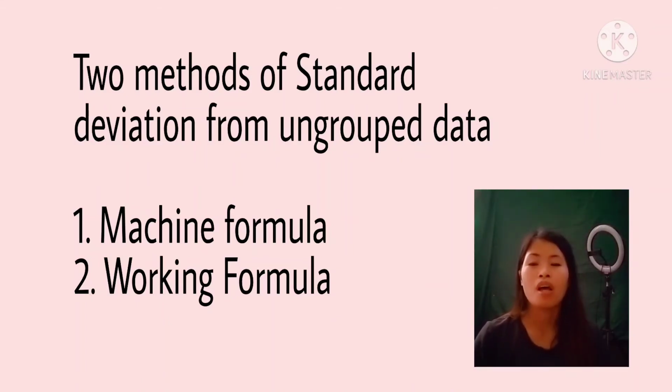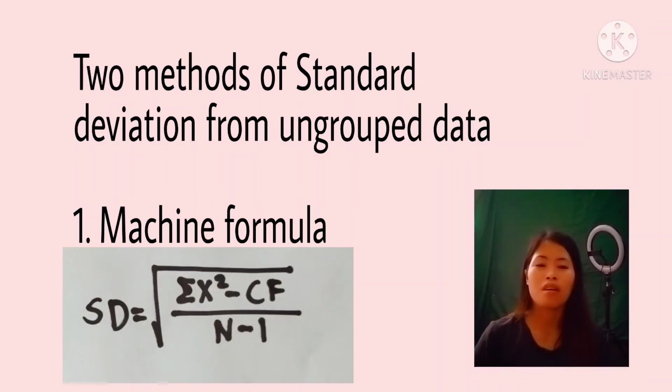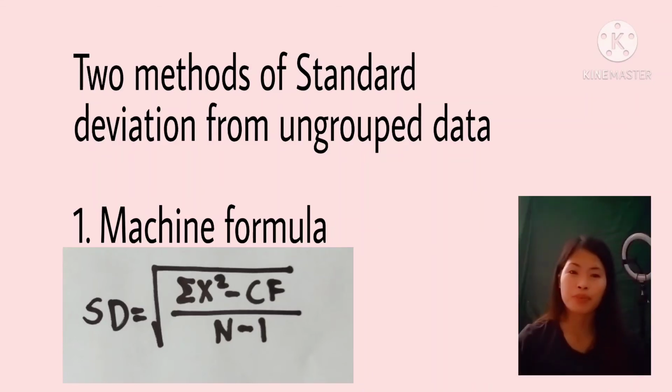So this is the formula of standard deviation from ungrouped data using machine formula. SD is equal to the square root of the sum of x squared minus CF, divided by n minus 1. SD stands for standard deviation, equal to the square root of the summation of squared x minus correction factor, divided by number of cases minus 1.